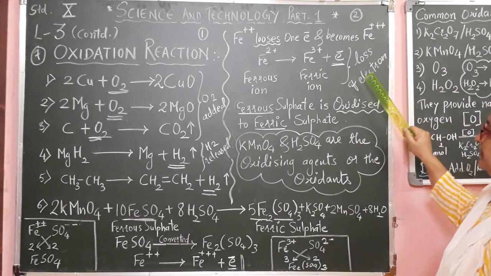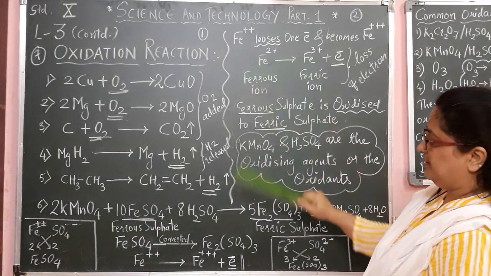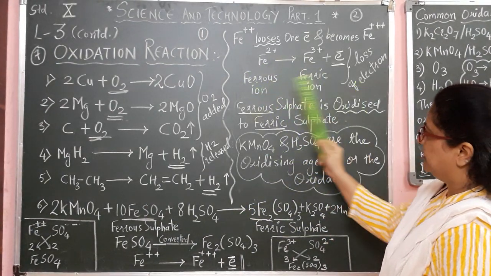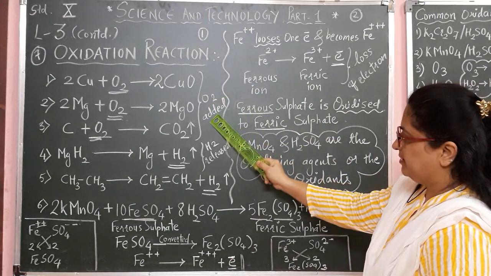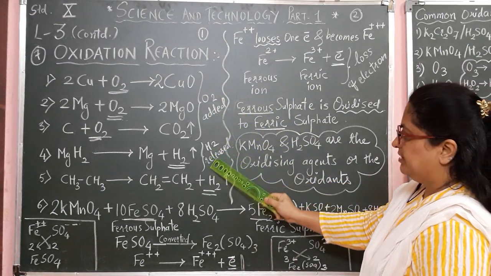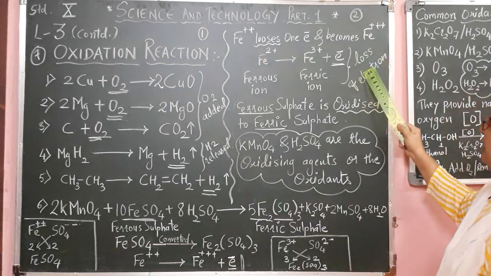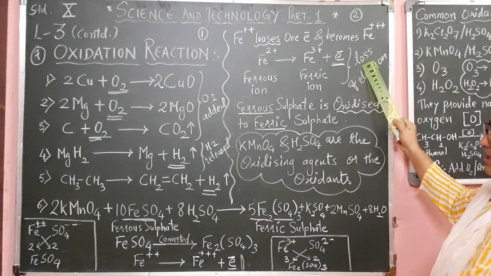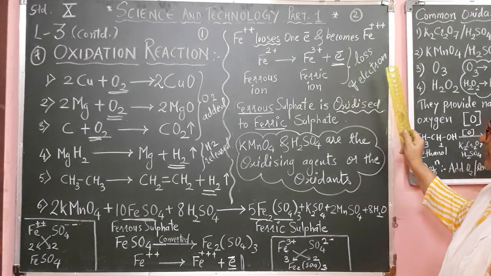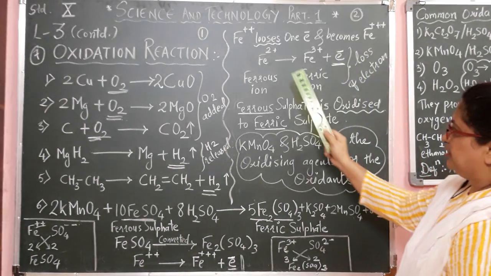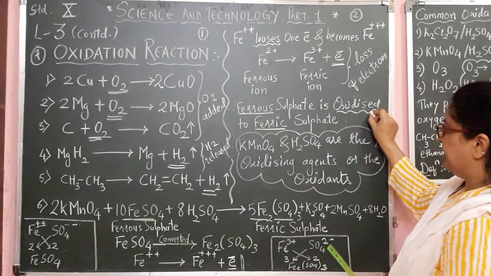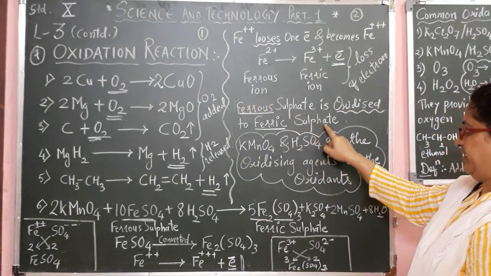This is also the definition for oxidation reaction. So we can define oxidation reaction as either oxygen is added or hydrogen is removed or electrons are lost. Those reactions in which any one of these is happening are oxidation reactions. So here we can say that the ferrous sulfate is oxidized to ferric sulfate.